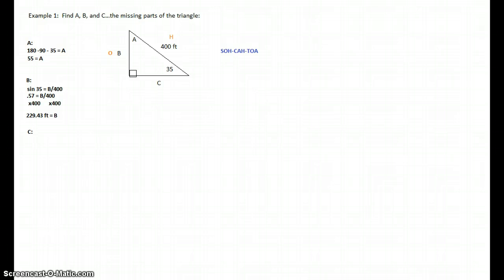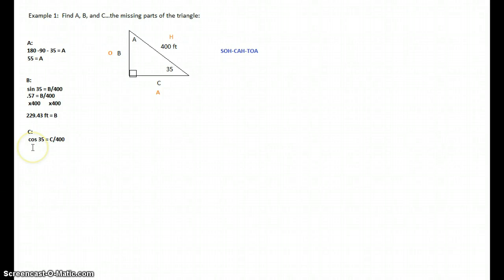Now to do C, we're going to do a very similar process. I'm going to continue working with a 35-degree angle. And according to the 35 angle, C is going to be the adjacent side. So I'm going to look over here and see adjacent and hypotenuse. There are multiple ways that I can do this, but I'm going to go ahead and work with my adjacent and my hypotenuse. When I look over here, adjacent and hypotenuse deal with cosine. So I'm going to use cosine.